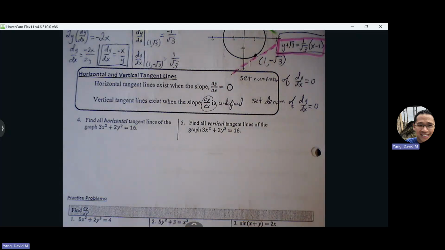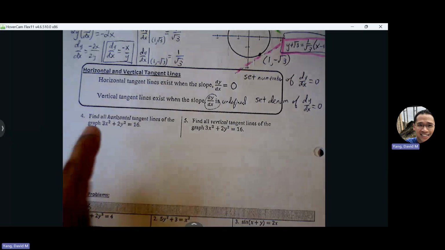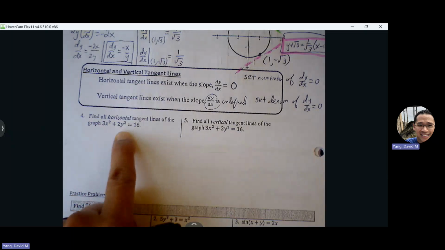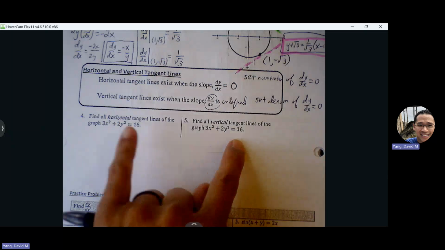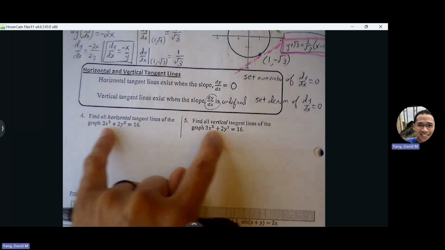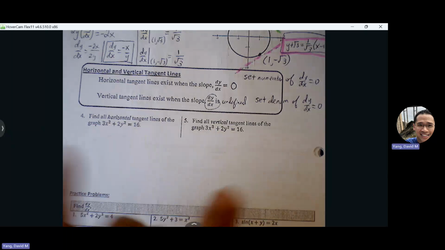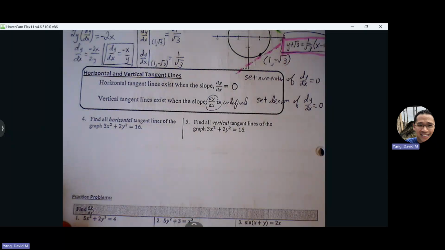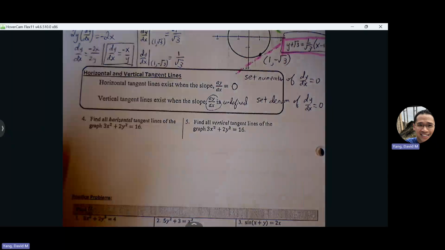But either way, we have to get to our derivative first, our derivative equation, before we can look for horizontal and vertical tangents. So number 4, let's find horizontal tangents for this ellipse, and then we'll do a vertical tangent for the ellipse. But either way, we're going to find the derivative first. So go ahead and find the derivative first for number 4. You know implicit is required because there's something additional with the y's, right?